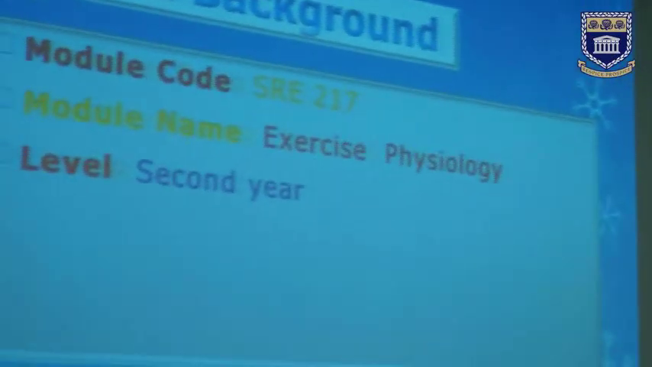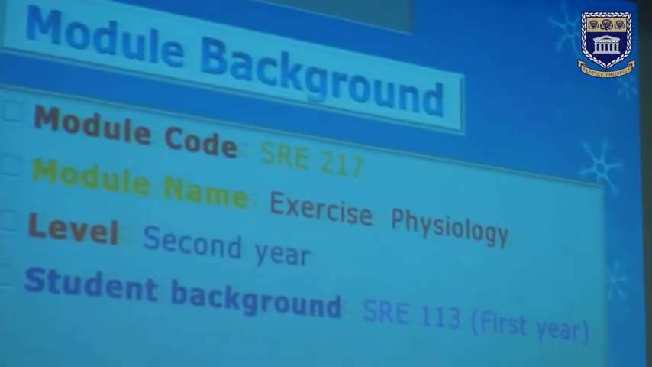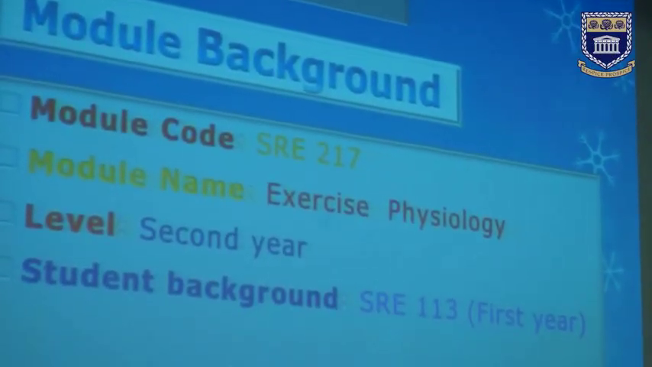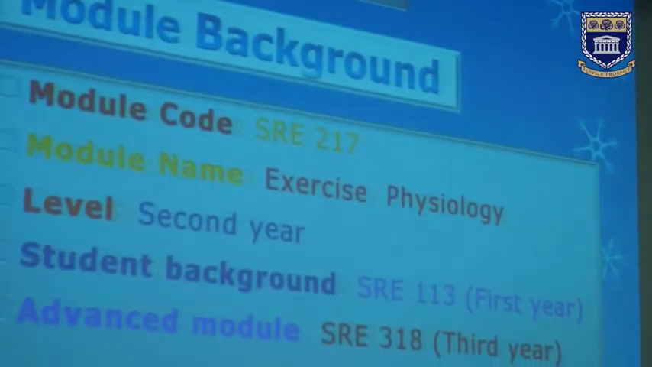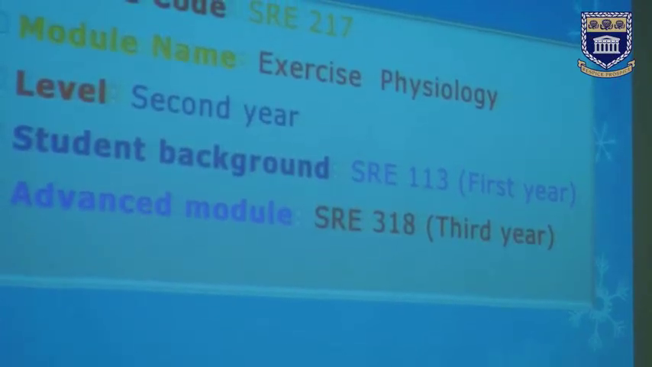So this module that we assessed was in the Sport, Recreation, Exercise Science department. It's the SRE 217 module, exercise physiology, a second year level module. It builds off the first year module, so the students have some background from the SRE 113 module. And then these students will go on next year into third year to do an advanced course in exercise physiology. So it's an intermediate course presented at the second year level.